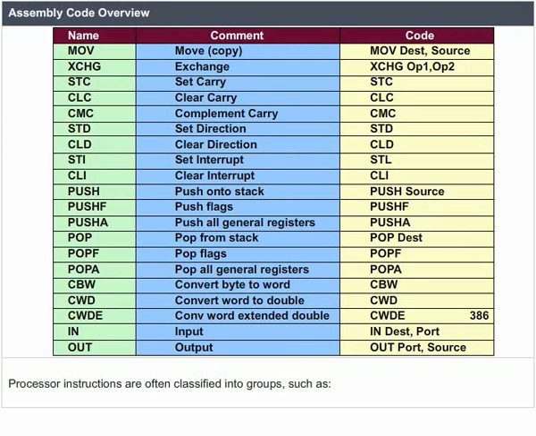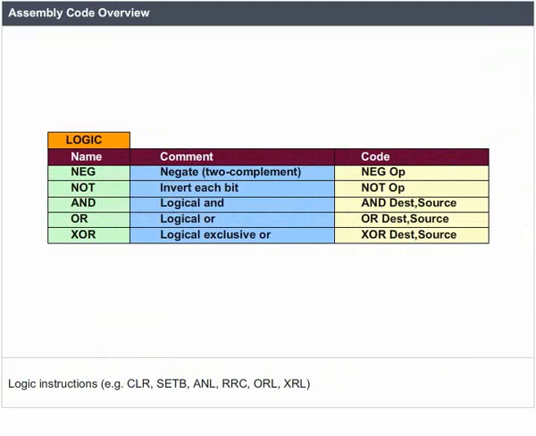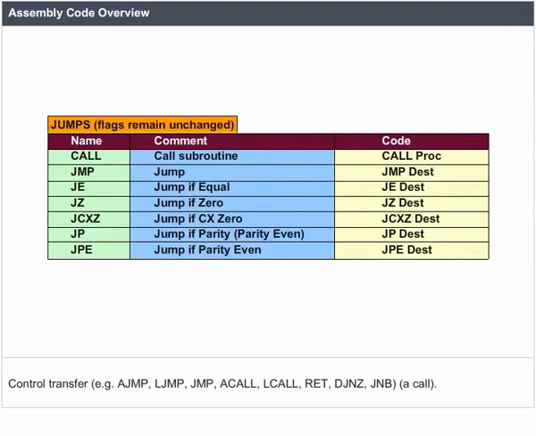Processor instructions are often classified into groups. Data transfer instructions, for example MOV, MOVX, PUSH, POP, XCH. Arithmetic instructions, for example INC, ADDC, DEC, SUBB, MUL, DIV. Logic instructions, for example CLR, SETB, ANL, RRC, ORL, XRL. Control transfer, for example AJMP, LJMP, JMP, ACALL, LCALL, RET, DJNZ, JNB.